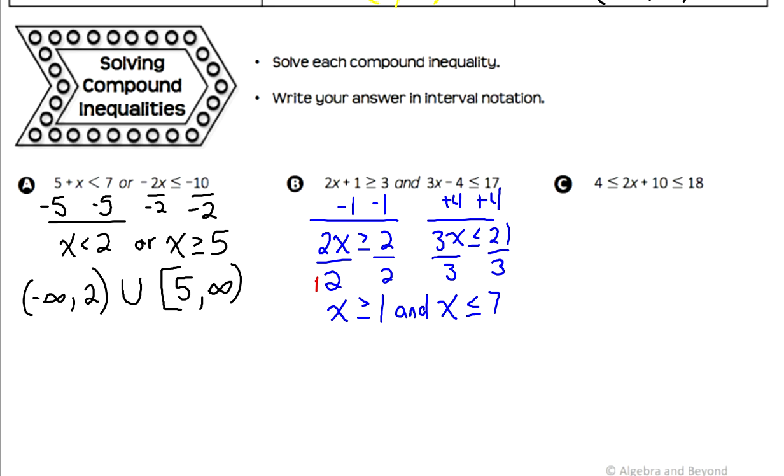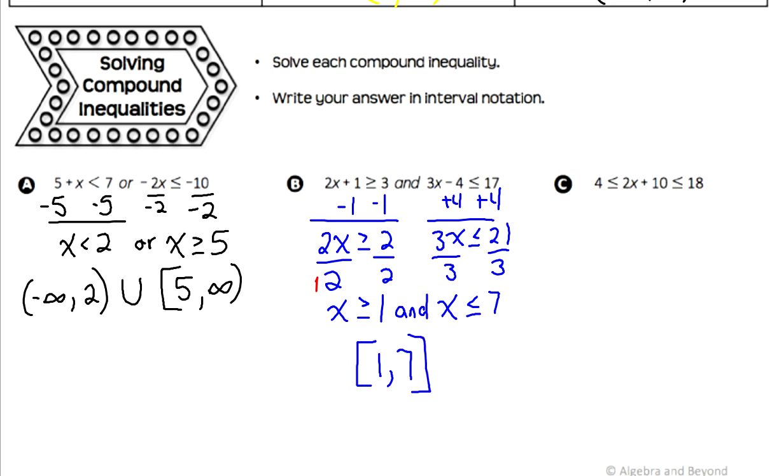That's an AND inequality, so it has to satisfy both of them. That means that the numbers greater than or equal to 1 and all the way up to less than or equal to 7 are going to be my solution set. So that's going to be a bracket around 1 to a bracket around 7.